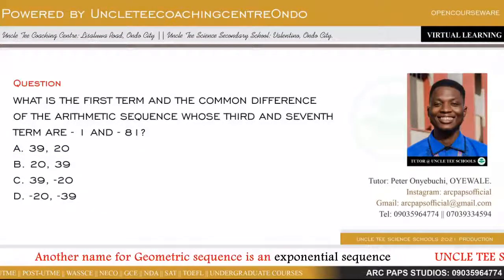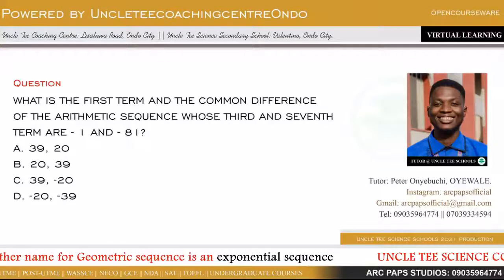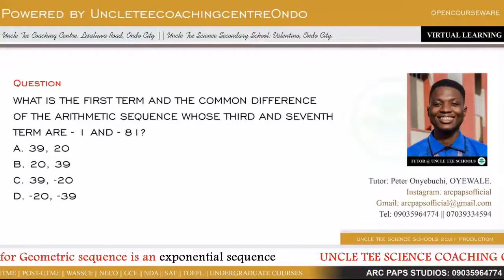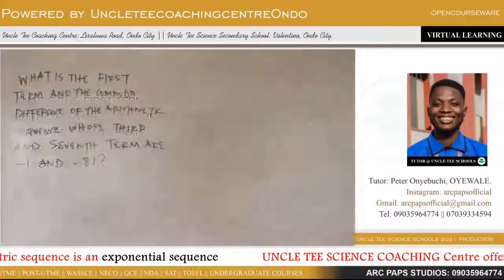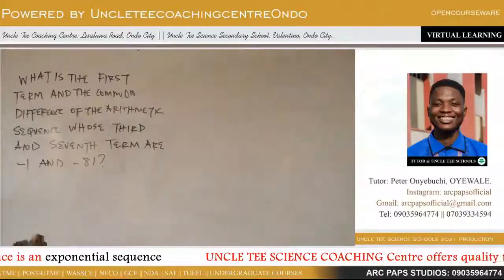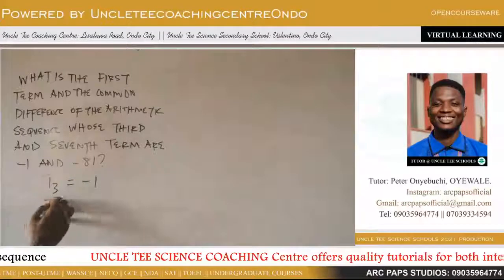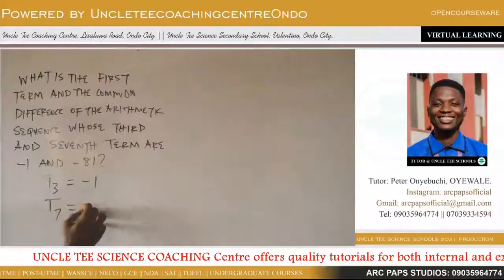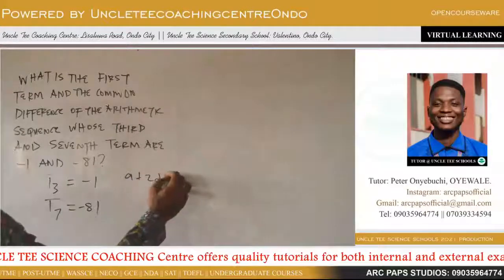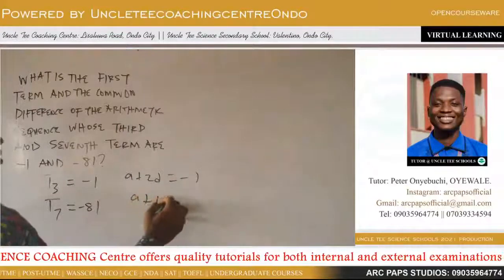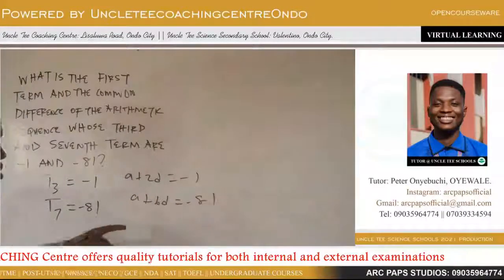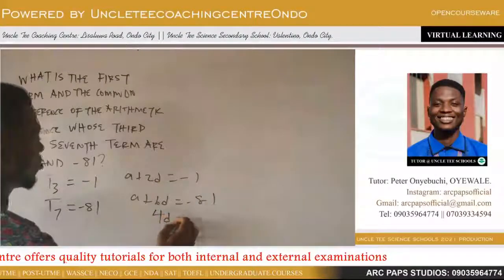What is the first term and the common difference of the arithmetic sequence whose third and seventh term are -1 and -81? Now in this particular question, since we are given the third term to be -1 and the seventh term to be -81, our third term is a plus 2d is equal to -1, our seventh term is a plus 6d is equal to -81. Now let's subtract equation 1 from equation 2.